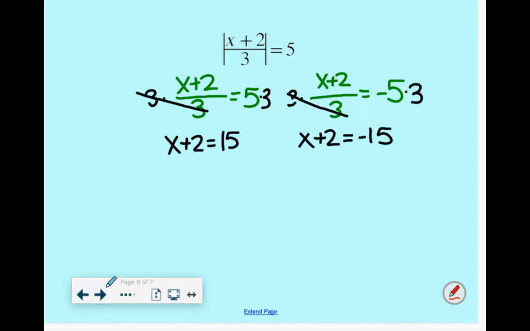And then subtract the 2's. 15 minus 2 is 13. And -15 minus 2, be careful. If you have -$15, you'll spend 2 more, say on a credit card, -$17.